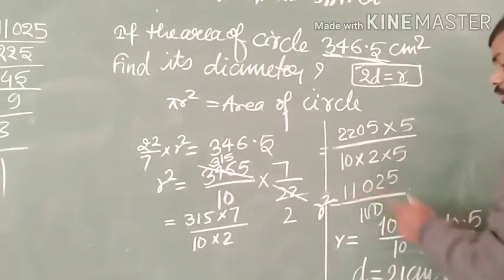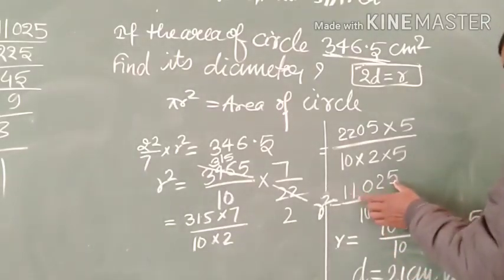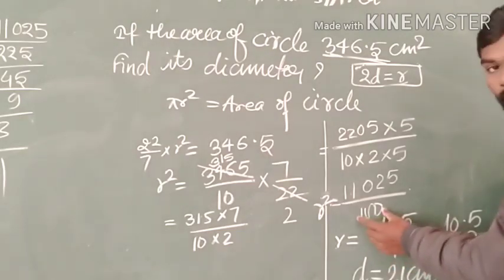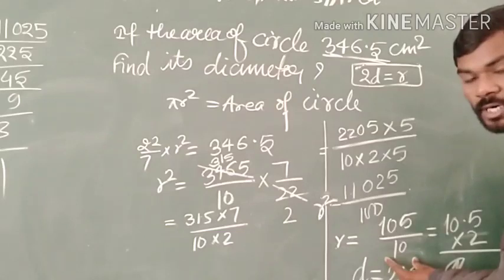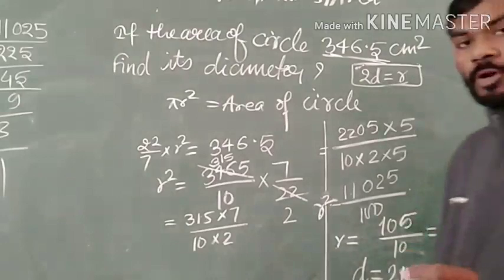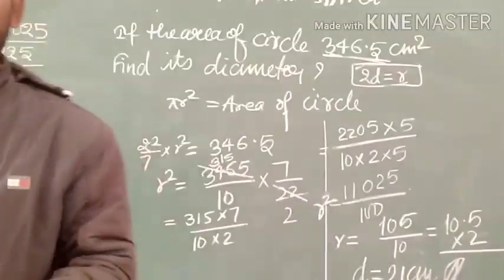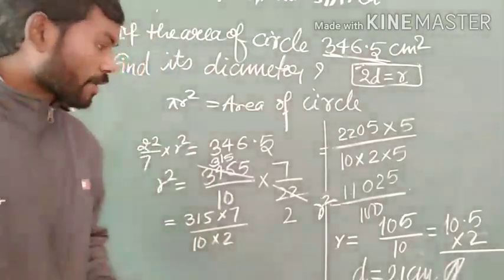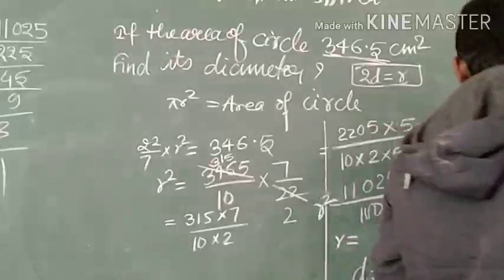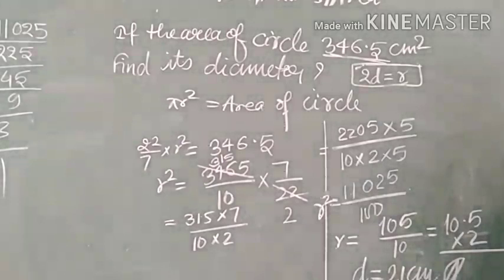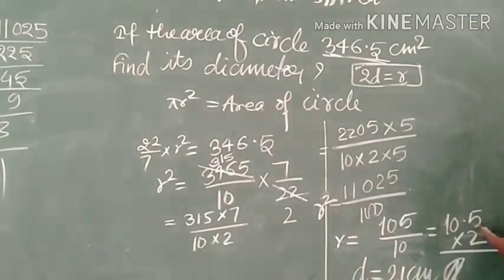Since the square root of 11025 is 105, and the square root of 100 is 10, as we have studied earlier, after solving we get 10.5. Since 10.5 is the radius of the circle, and in the question it has been asked to find out the diameter of the circle, therefore we have to multiply the radius by 2, because we know that the radius is always half of the diameter, or we can say that the diameter is always twice the radius. Therefore we have to multiply this radius by 2.